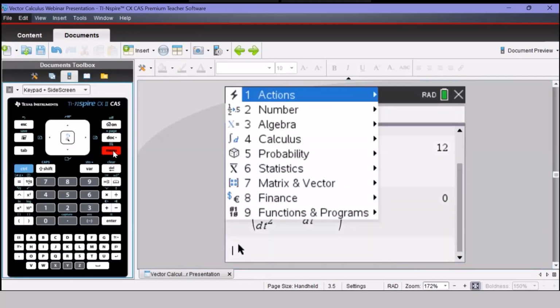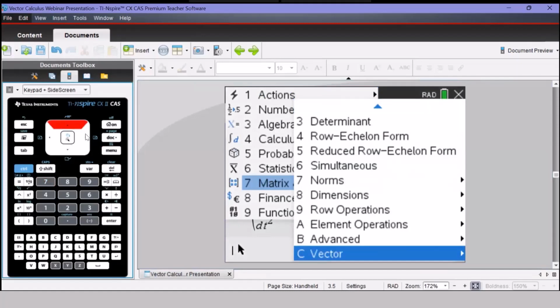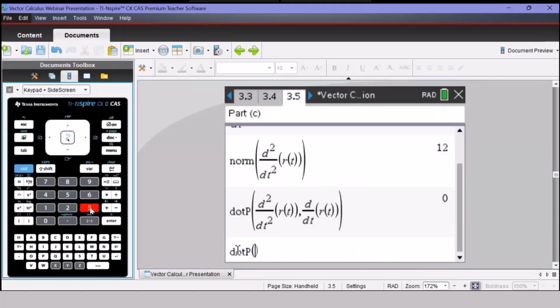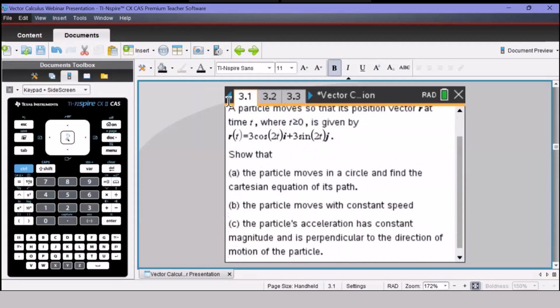Where do you find the dot product? Press menu, go to 7, matrix and vector, scroll up or down till you get to vector, press the arrow to the right, and you can see number 3 there is dot product. So that's how you find that. And we perform the dot product and we do get our anticipated answer of 0. And so therefore, we go back to the wording of the question just to be careful. We have shown that the particle's acceleration is perpendicular to the direction of motion of the particle.